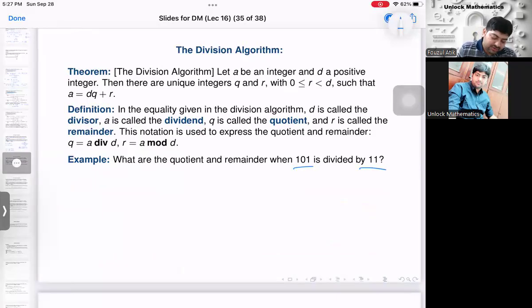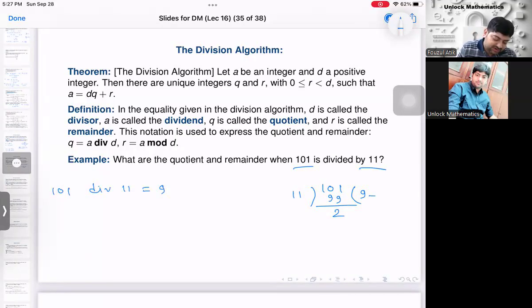So what you will do, 101 is divided by 11. Our childhood method, I'm doing only. So what you say, 9 11s are 99, and therefore you get 2 as a remainder, right? So quotient means it is 101 div 11. What is this value? The quotient is 9, therefore it is 9.